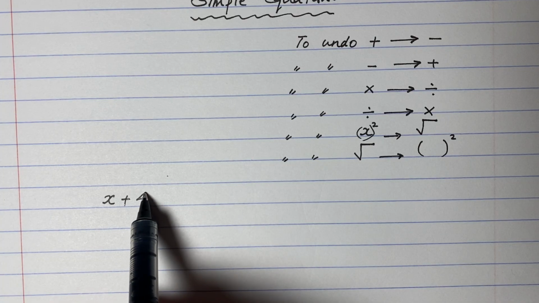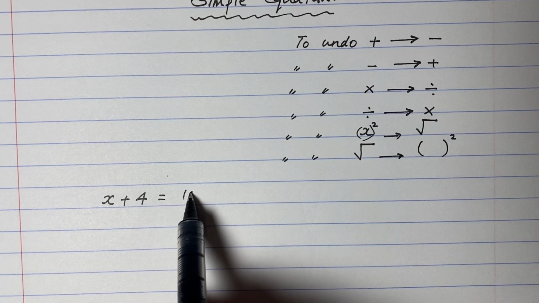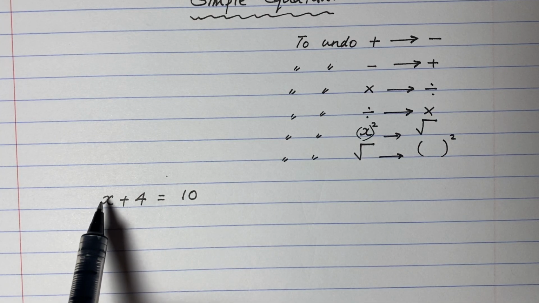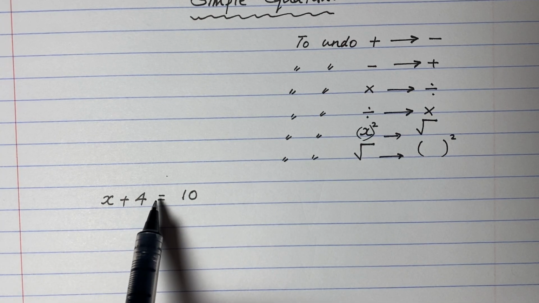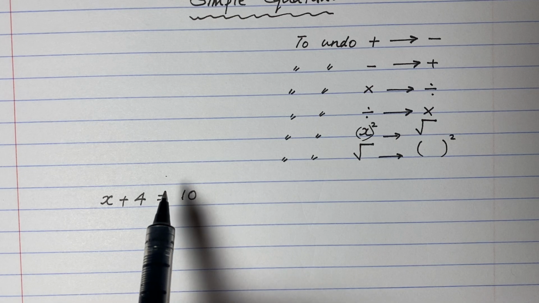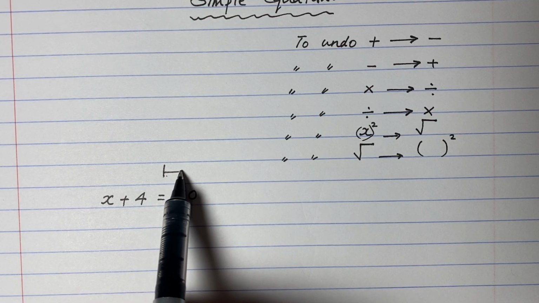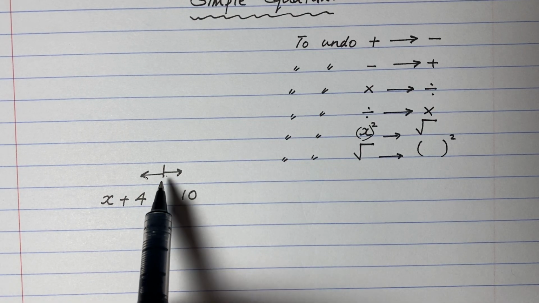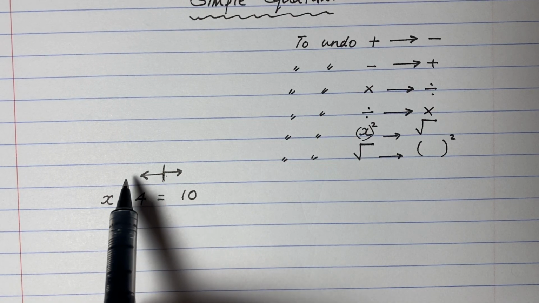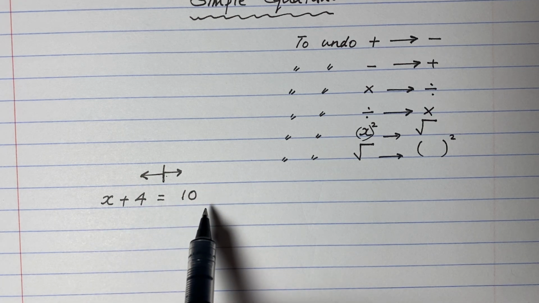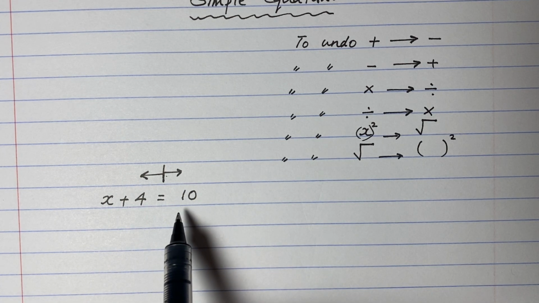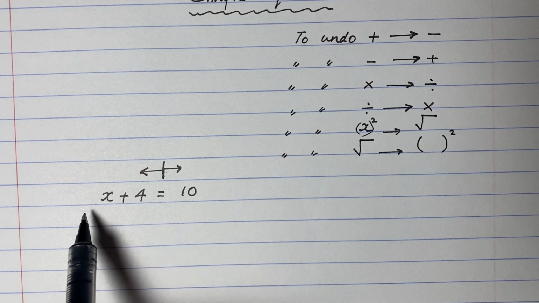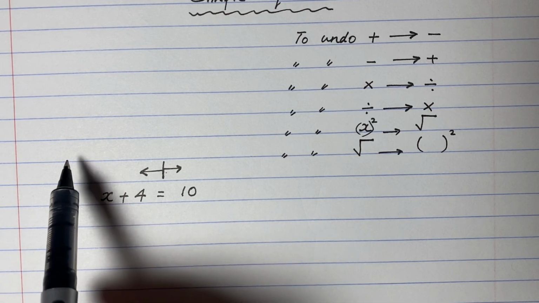x plus 4 equals 10. That means I've got on this side a number plus 4. On this side is 10. When I said this side and that side, we have the right hand side and the left hand side of the equal sign. Everything on the left hand side must balance everything on the other side. The aim of this question is, what is the value of x? Find x.